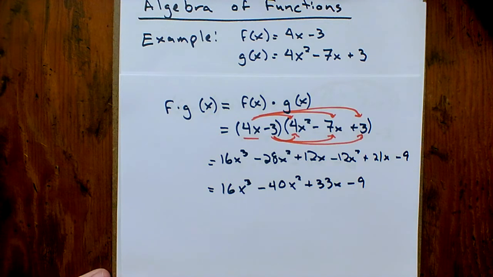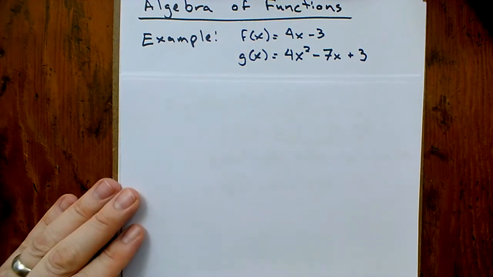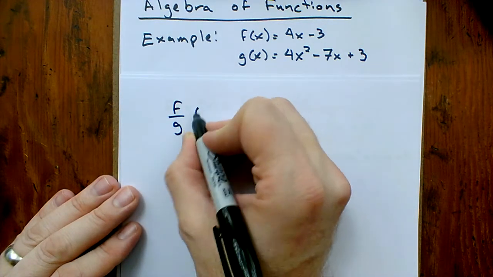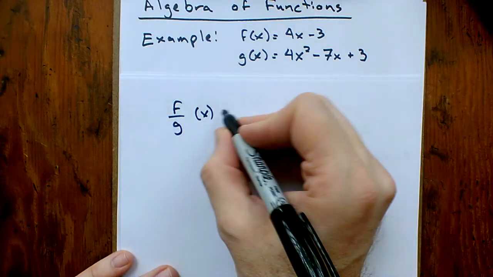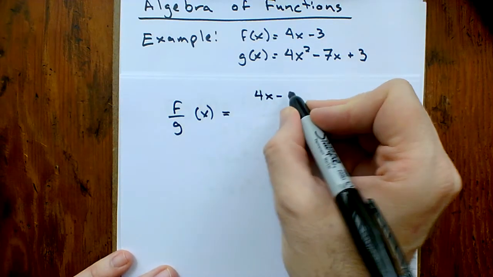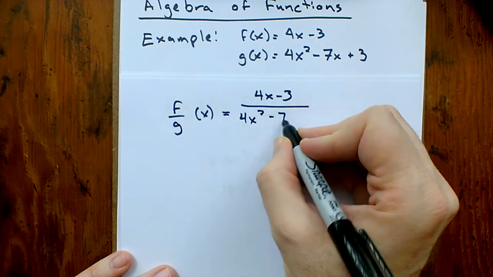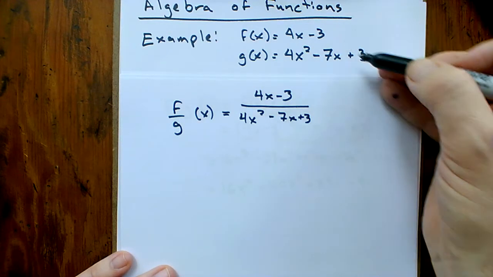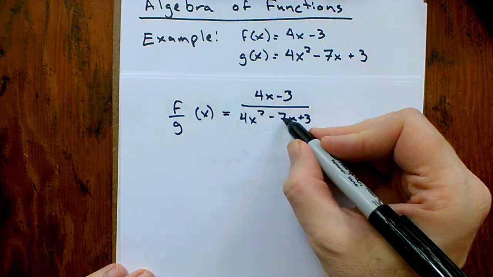Last but not least, we're going to do our division. f over g of x. And here, this is going to be 4x minus 3 over 4x squared minus 7x plus 3. Again, that's just this f of x function divided by my g of x function. Well, if I could reduce this, I will.